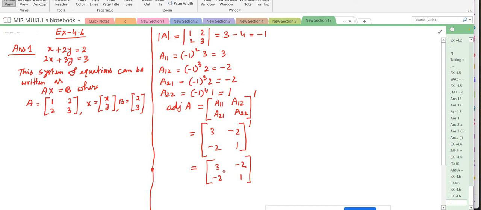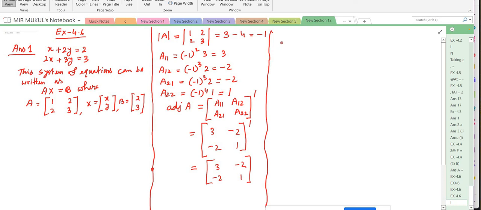And we have already learned that directly also we can decide the adjoint of A. How? We'll interchange the diagonal elements, and the non-diagonal elements' sign will change. But here we'll find it fully, because in examination generally we get a 3 cross 3 matrix. That means x, y, z, equations of 3 variables will come.